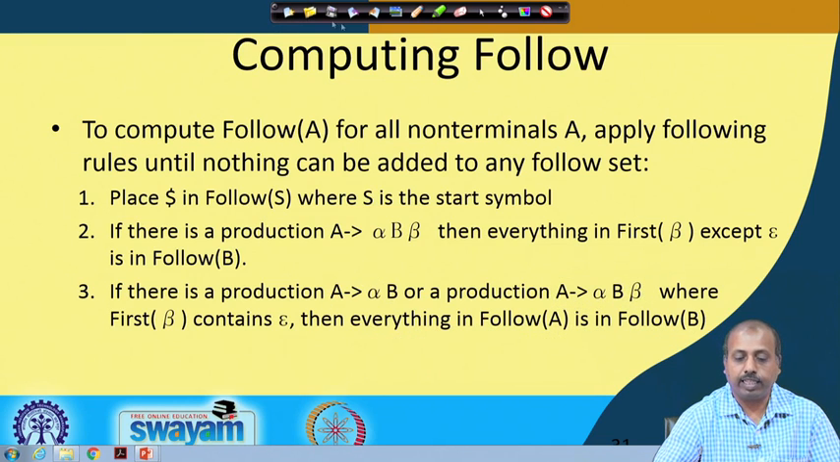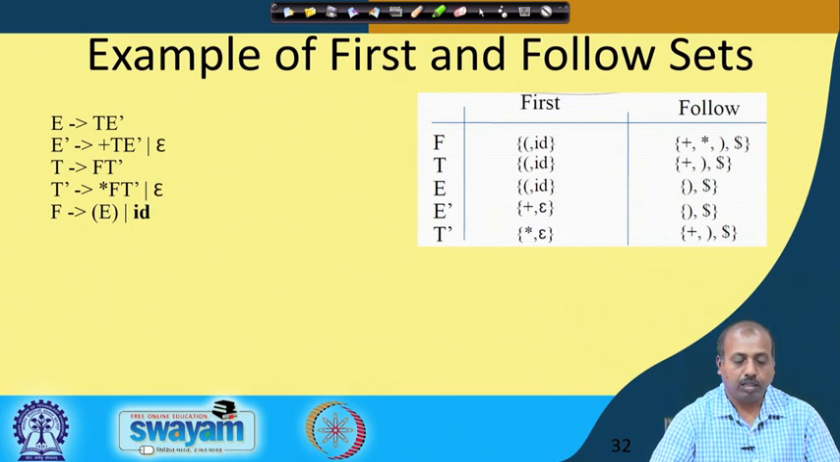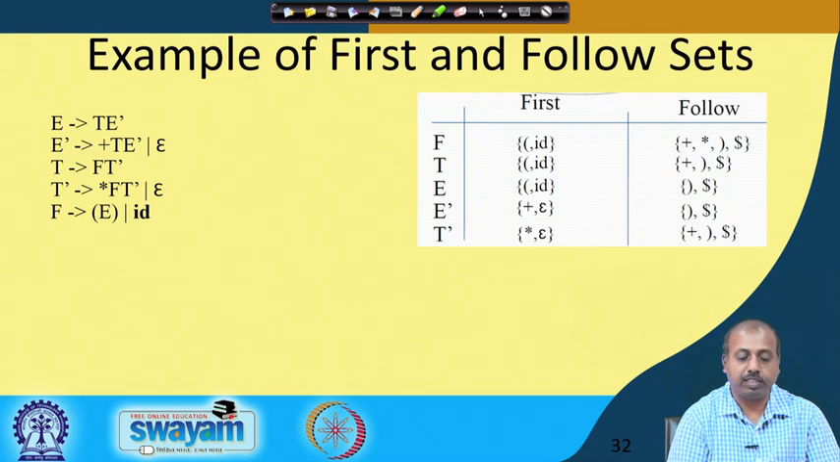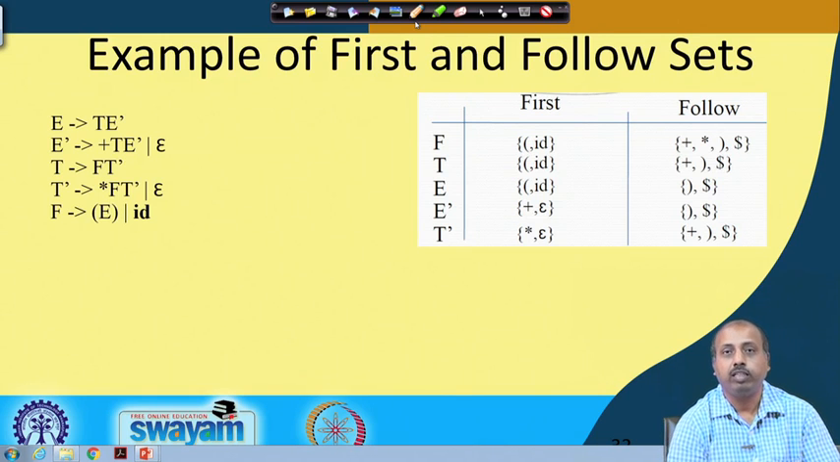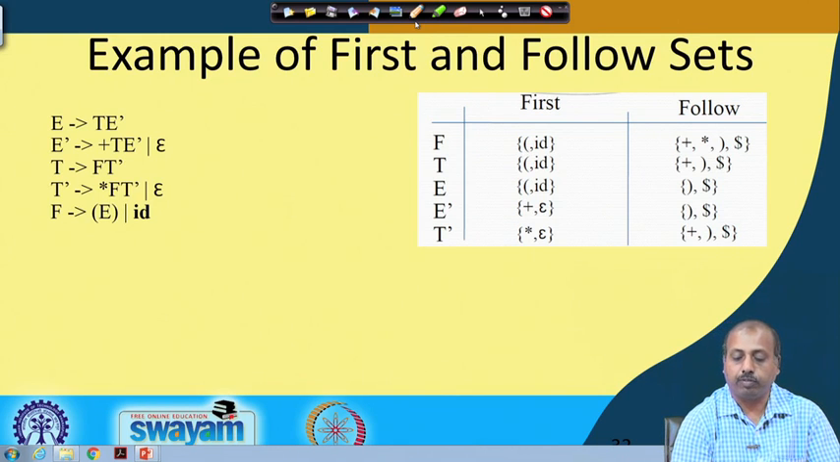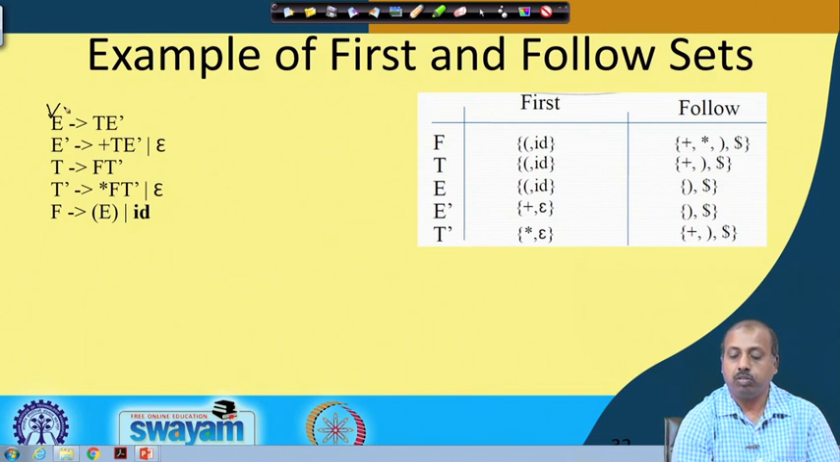So, let us take some example and try to see how this follow computation can be done. Say for this grammar. Now, for this grammar, applying the first rule, that says if something is the start symbol of the grammar, then dollar will be in the follow set of E. Now, start symbol of the grammar is E.